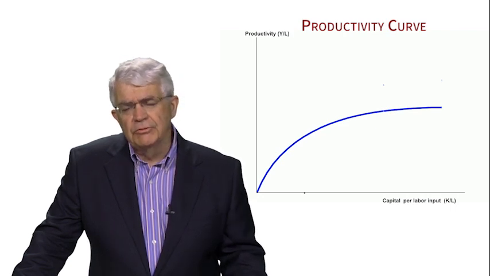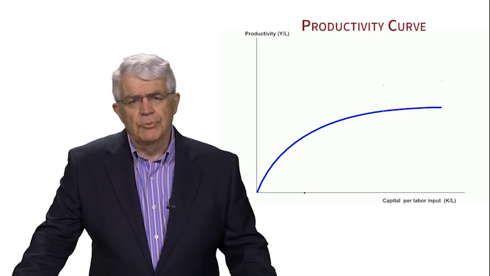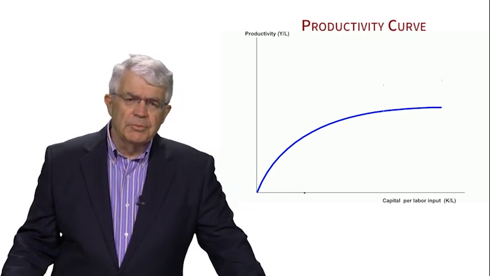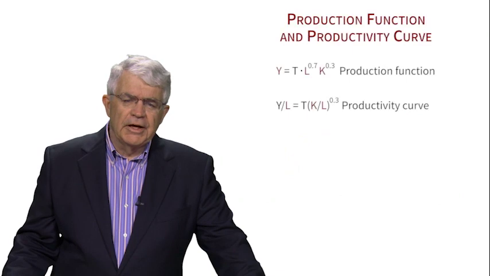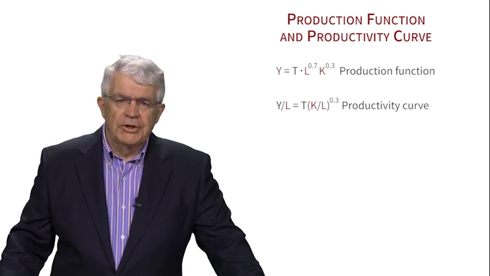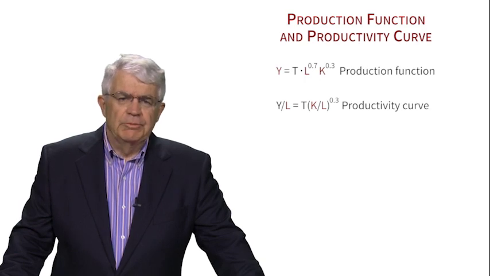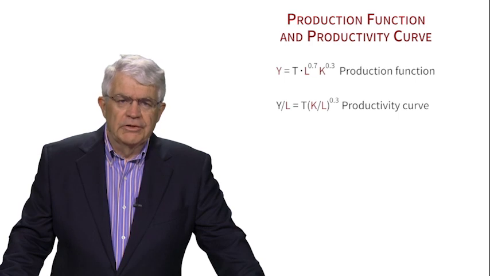It has diminishing returns, just like a regular production function, but the axes are somewhat different. You can think of this symbolically, if you like, with this little format here, some symbols that might help, not necessary, but might help understand. So the production function we can think of algebraically as a statement that real GDP Y depends on technology, T, on labor raised to the 0.7 power and capital raised to the 0.3 power.